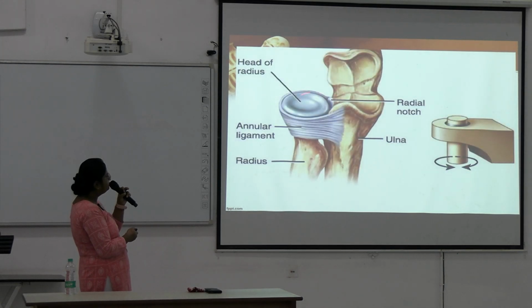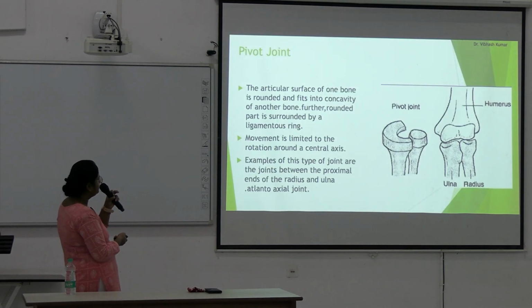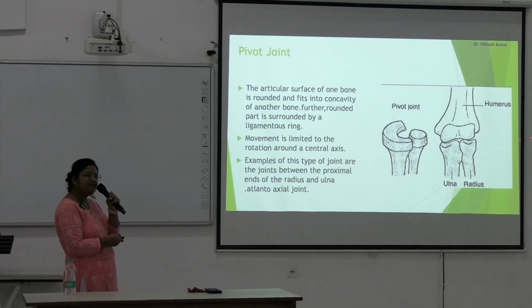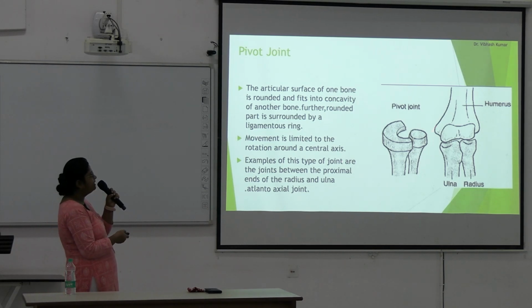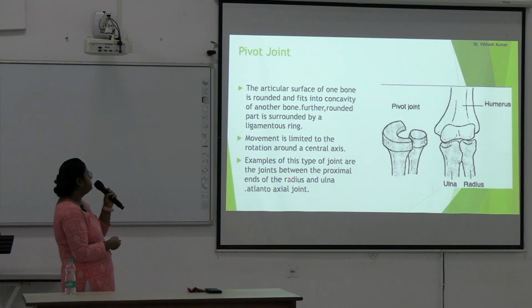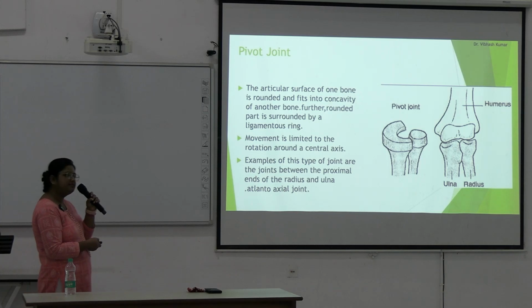See, this is the head of the radius and this is the ligamentous ring, the annular ligament, attached at two ends of the radial notch of the ulna, forming an osteoligamentous ring, and this is the pivot formed by the head of the radius. So movement is limited to rotation around a central axis. Around this vertical axis only rotation occurs. Examples of these joints are between the proximal ends of the radius and ulna, and the atlantoaxial joint.